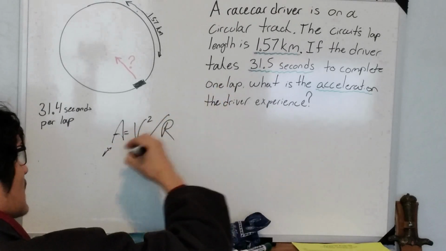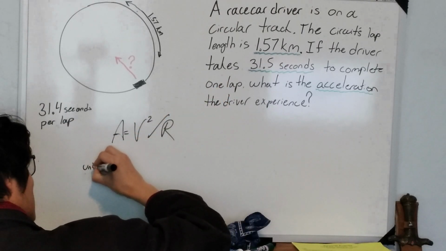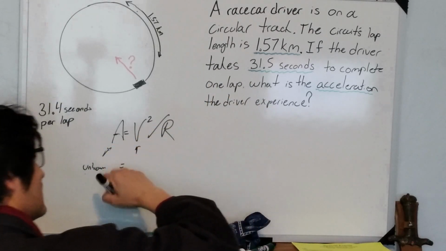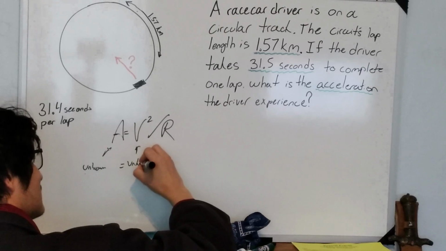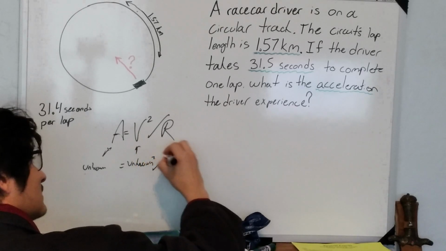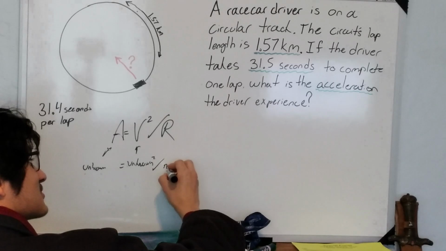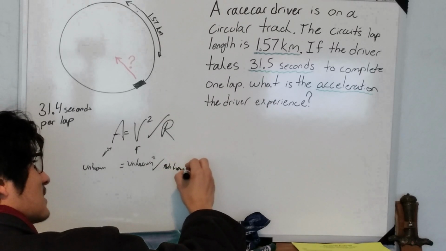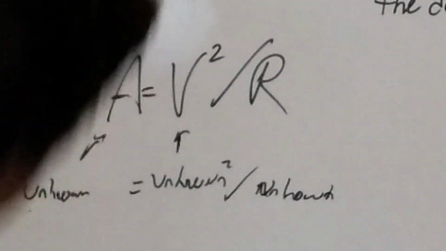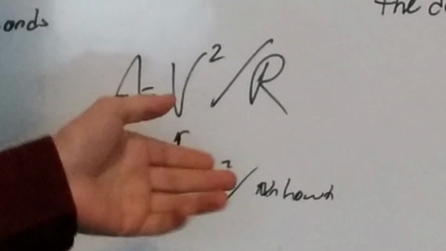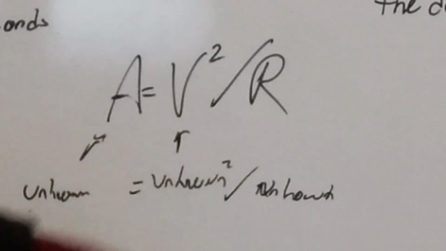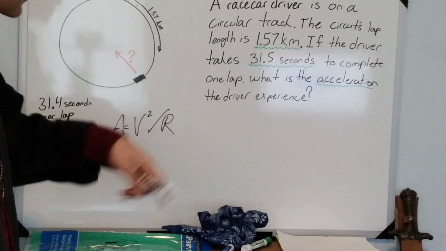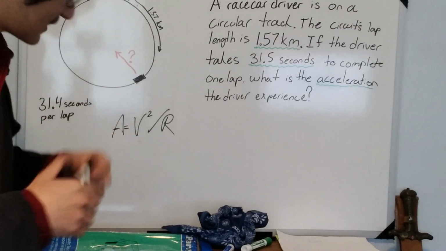Let's see. Well, that's not given. Unknown. The velocity is also not given. So an unknown is equal to an unknown. And the radius is also not given. What the sigma? So an unknown is equal to a relationship between two unknowns. That's not really helpful. Even though these aren't given, we can still use derivation.